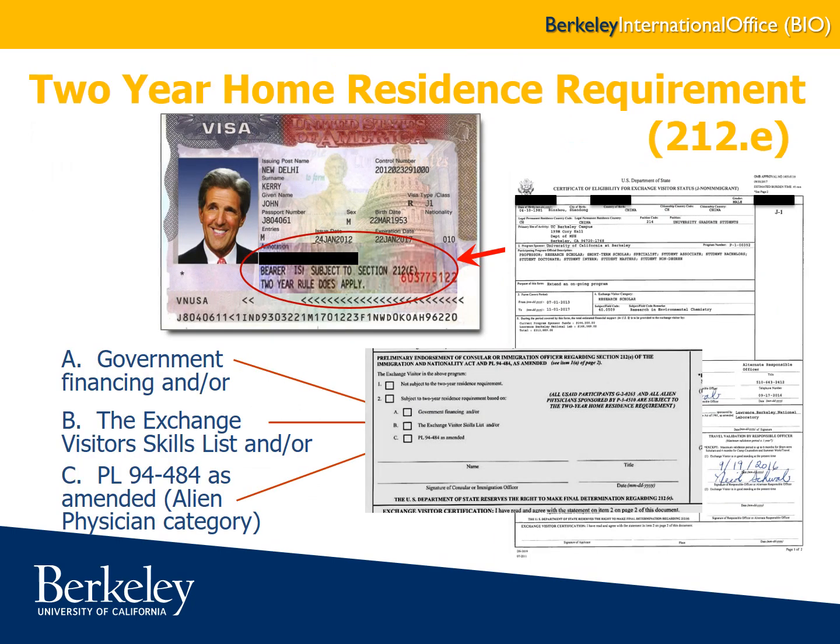While the 12 and 24-month bars were limitations based on specific categories, the 2-year home country residence requirement can be a limitation for anyone who is or has been in the J Exchange Visitor Program, regardless of your J category. You may or may not be subject to this requirement based on government funding, either home government or U.S. government, or based on your country of legal permanent residence's skills list. As UC Berkeley does not sponsor the alien physician category, you would not be subject for this reason.